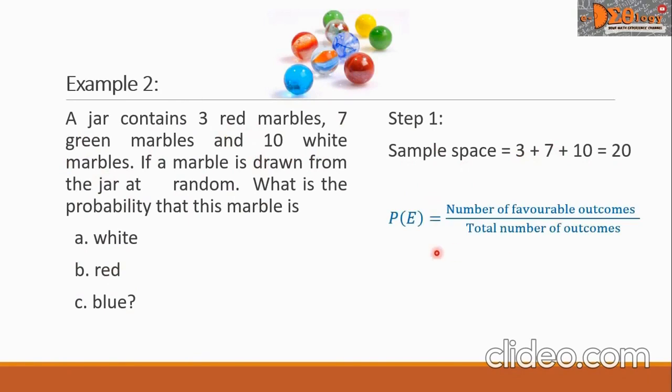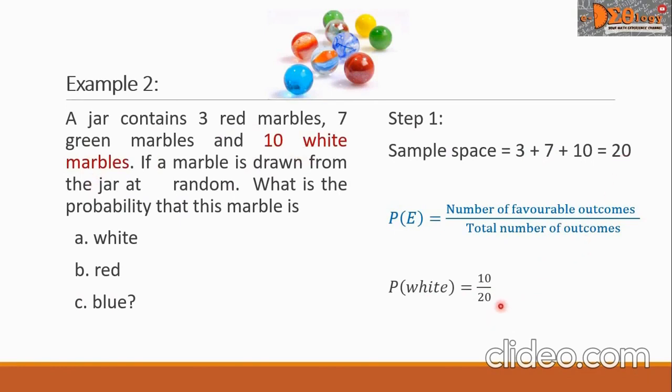And then let us write our formula, and it is now written here. Let us begin with our first problem, to get the probability of white. This is equal to, in the numerator, we write 10 because there are 10 white marbles, over the total number of outcomes, which is 20.